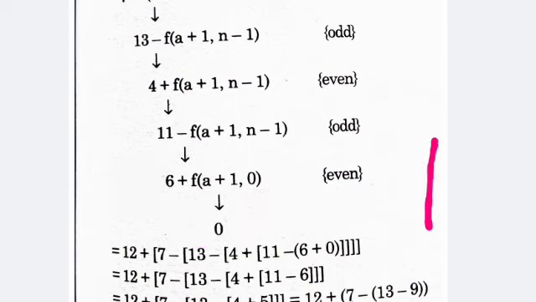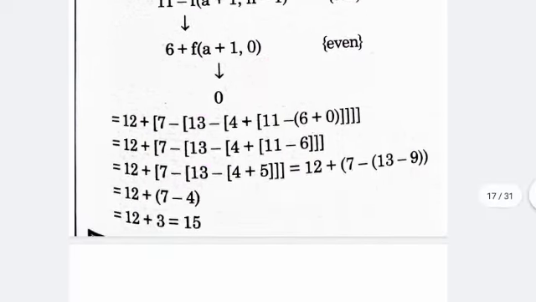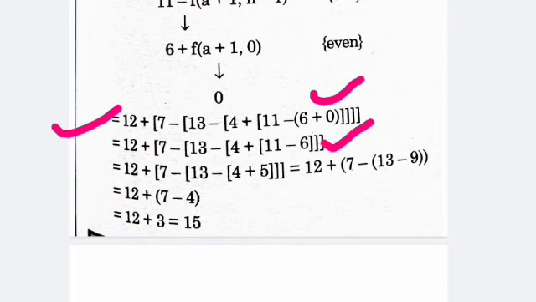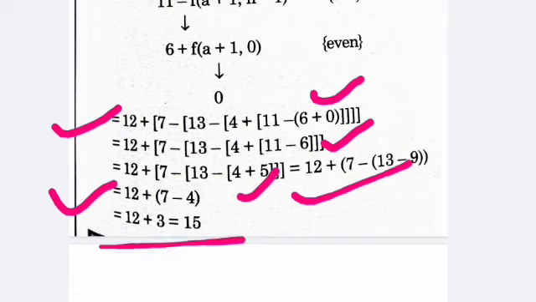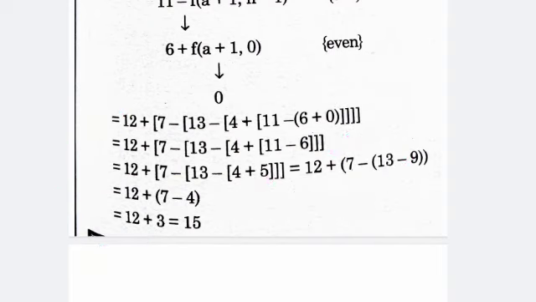Now on the basis of this we evaluate the answer of the program. Here we get 12 plus 7 minus 13, this expression is enclosed in the square bracket. So firstly we solve this expression, 6 plus 0 is equal to 0. Now we get these values, and after evaluating this we get the expression, and after solving this equation we get 12 plus 3 equal to 15, which is option C. So option C is the correct answer.